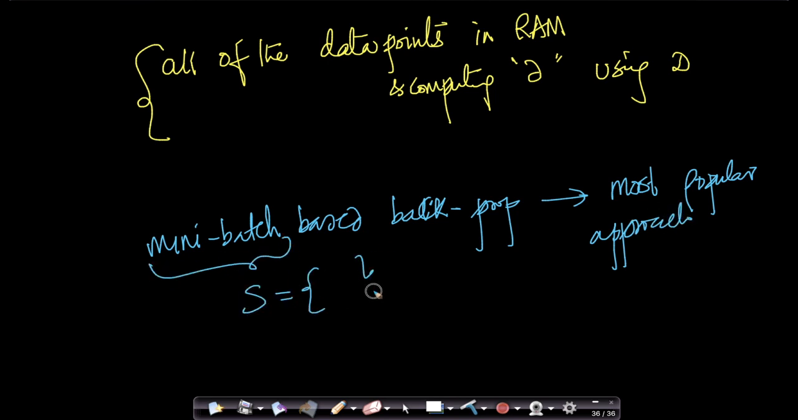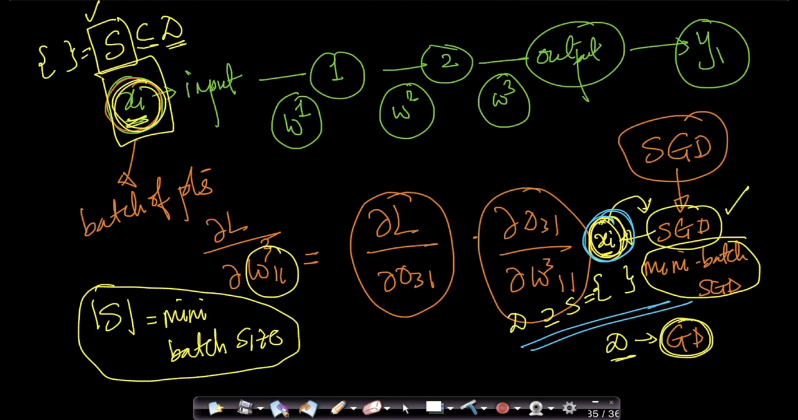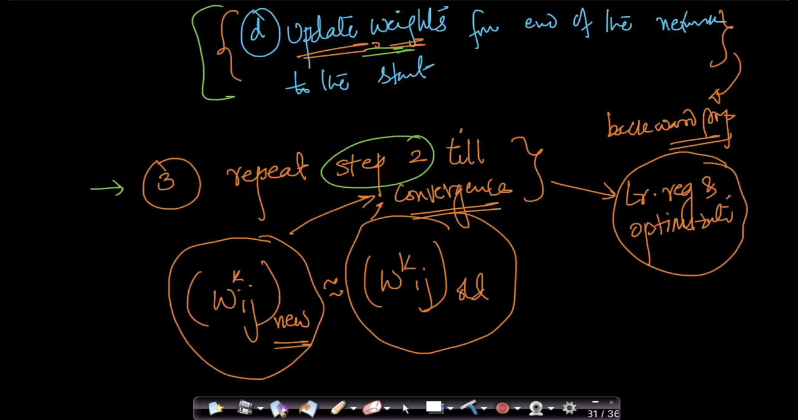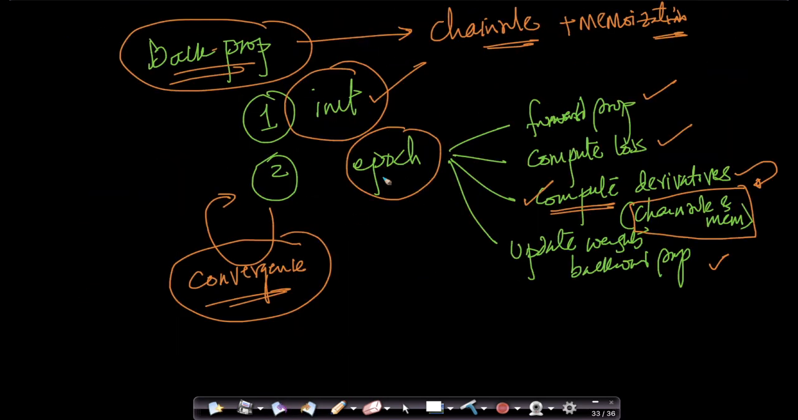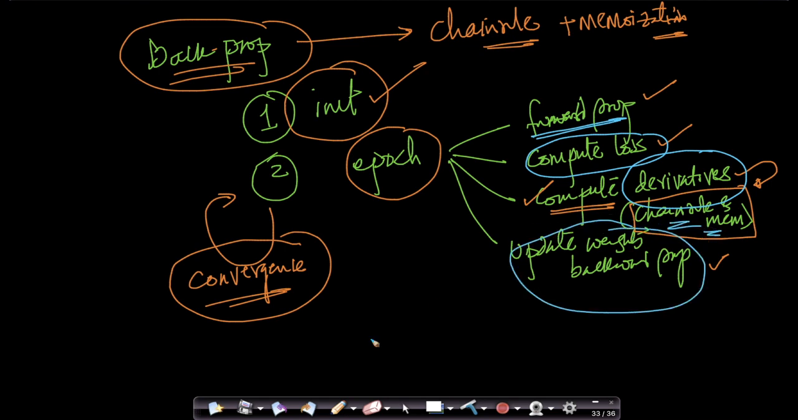It's a subset of D. You send a subset of points through this loop, again, I have this diagram here. So you take a subset of points, you do forward prop using them, you compute the loss on the set of points, not just on one point, but the whole set of points. Then you compute the derivatives using this set of points, using chain rule and memoization again, and update weights, right?